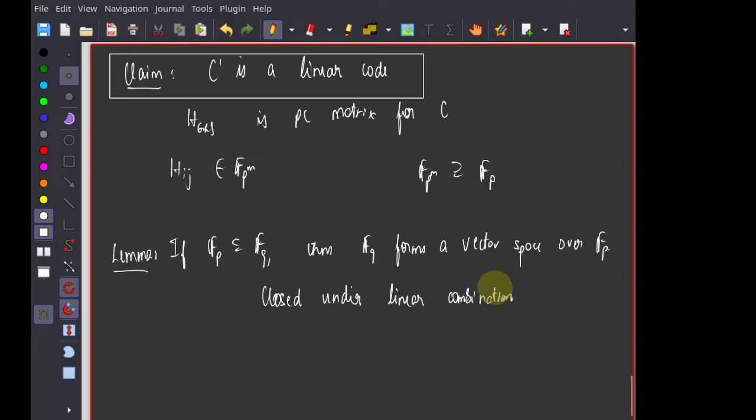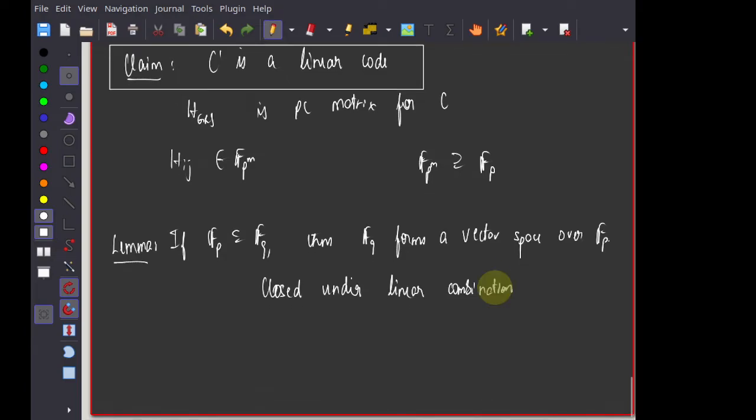Now you should make sure, convince yourself that all the properties are indeed satisfied, but maybe I'll just leave that as homework, the proof of this particular line. But fine. FQ forms a vector space over FP. So if I take FP to the M, then this forms a vector space over FP. What will be the dimension of this vector space?